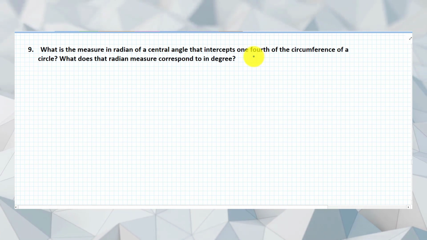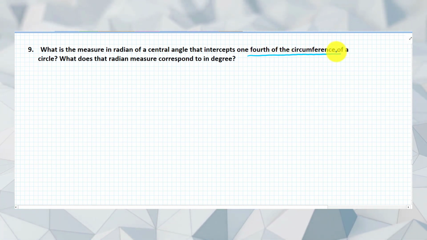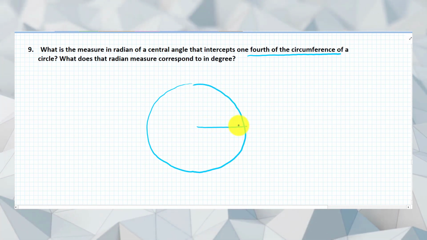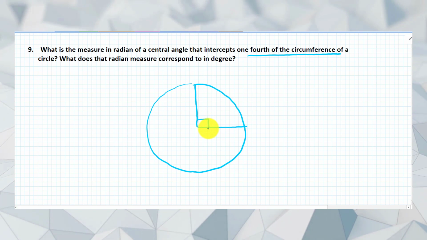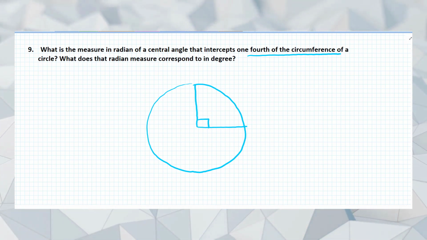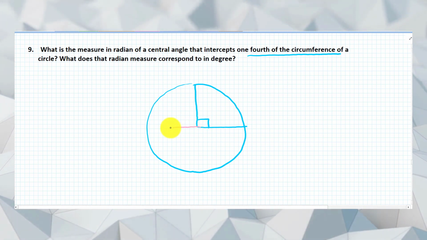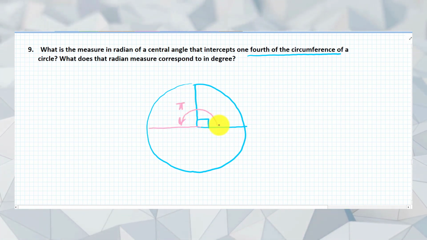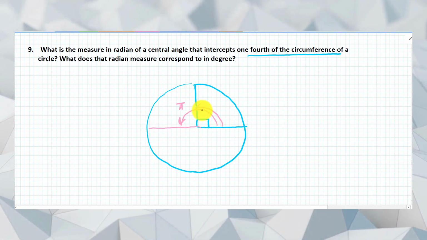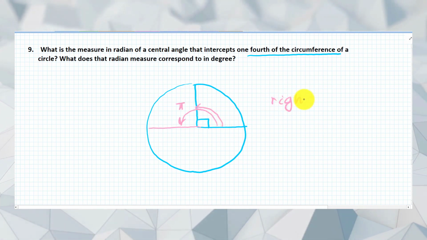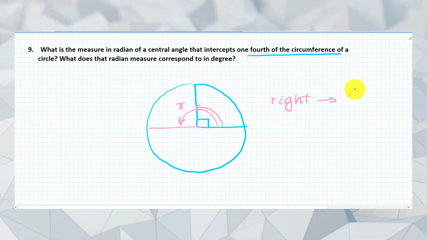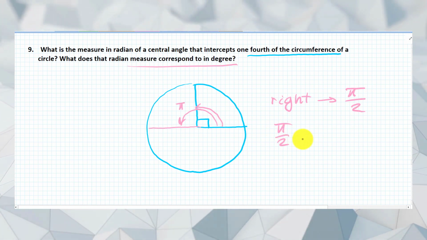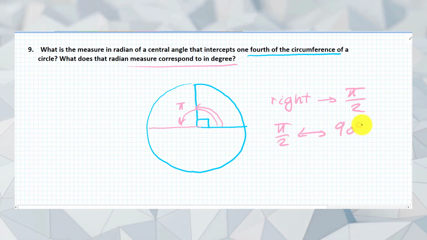Okay, so now I want to intercept 1/4 of the circumference of a circle. That means 1/4 of a revolution. That means a right angle. So the question right here is, what is the measure in radian of a right angle? Well, what's the measure of a straight angle? We just went over it. It's pi, right? So if you divide a straight angle in two, you will find the right angle. So the measure of a right angle in radian is pi divided by 2. What does it correspond to in degree? Pi divided by 2 corresponds to 90 degree.